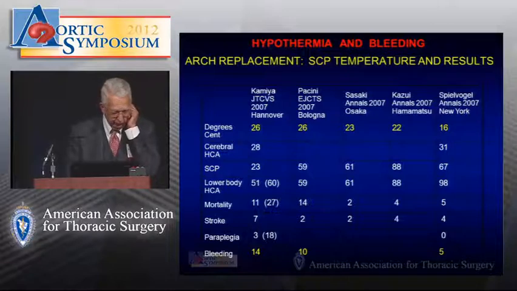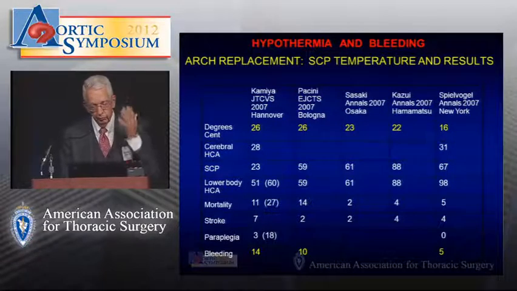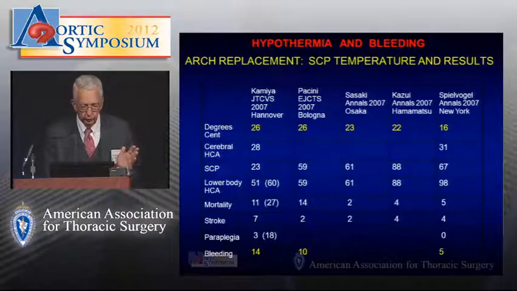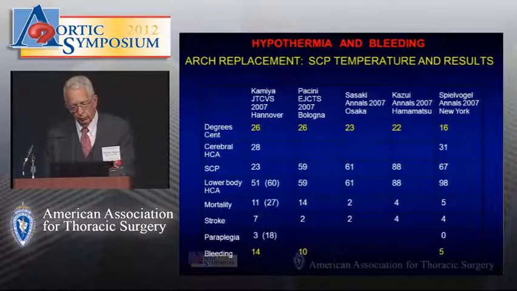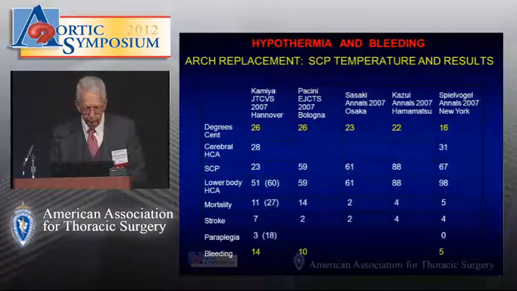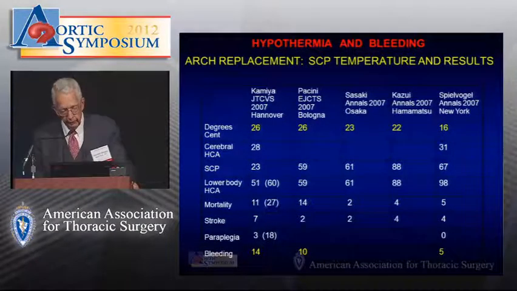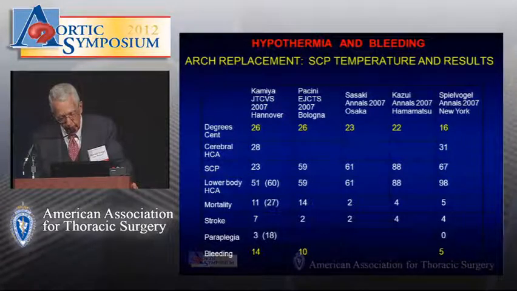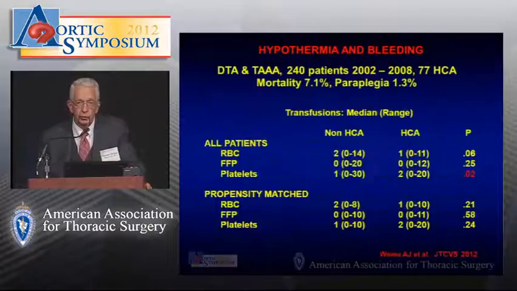This is a comparison that I like to show, which suffers from the problems of anything where you're comparing patients from one institution to another. But if you look across the top row, there's the temperature at which selective cerebral perfusion was carried out. And in the bottom row are those series in which the take-back for bleeding incidence was reported. And you can see, at least here, in this sort of comparison, there didn't appear to be any advantage of using a higher temperature.